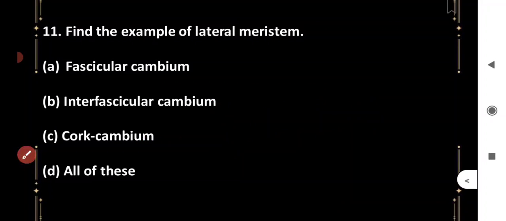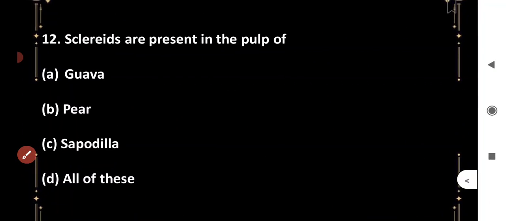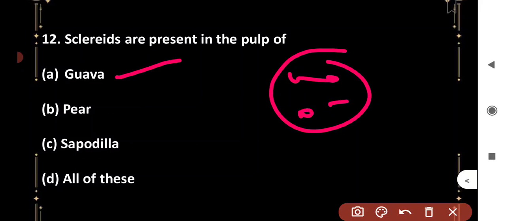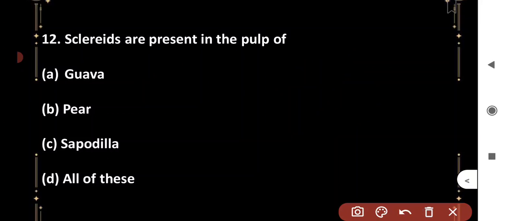Okay, let's go for the next question. Sclerites are present in the pulp of guava, pear, sapodilla, which is nothing but sapota. In the guava pulp there are hard, stony seed-like structures made up of sclerites. Pear has big seeds, also made up of sclerites. And sapota has a hard seed coat, so all of the above is the right answer. Next question.